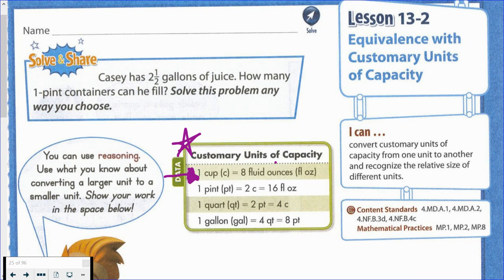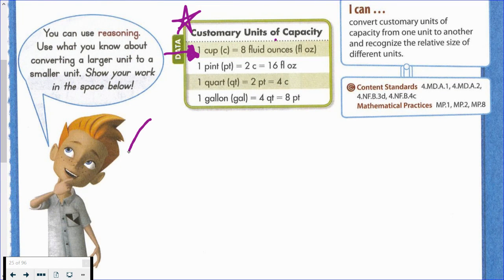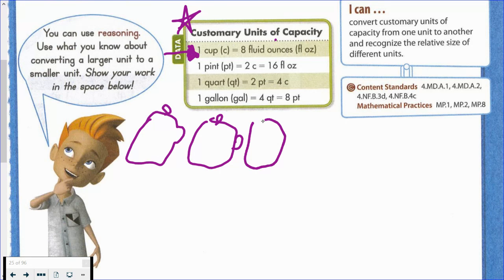Casey has 2 1/2 gallons of juice. How many 1 pint containers can he fill? Okay, so let's think about this. Casey has 2 of these big, huge containers. I know my drawing's really bad, but just bear with me. And then 1/2 of another one. So we're trying to figure out how many pints, these smaller containers, he can fit.